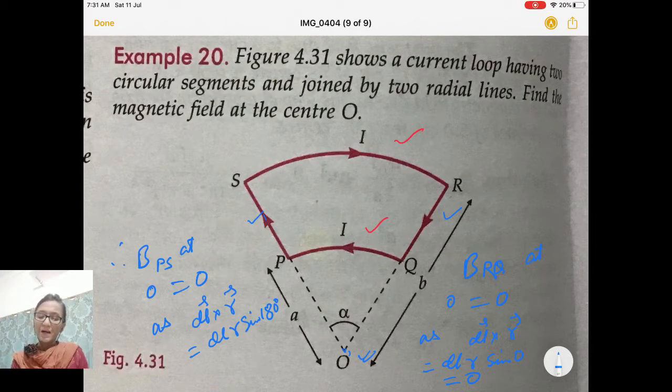Now you have two more parts, the circular parts. So for one, the field is above the surface of the paper. For part PQ, if you apply the right hand thumb rule, if you keep the curl of your fingers along this direction, as the current is along this direction, you have placed the curl of your fingers along this direction. Okay, then the thumb will be pointing in the upward direction.